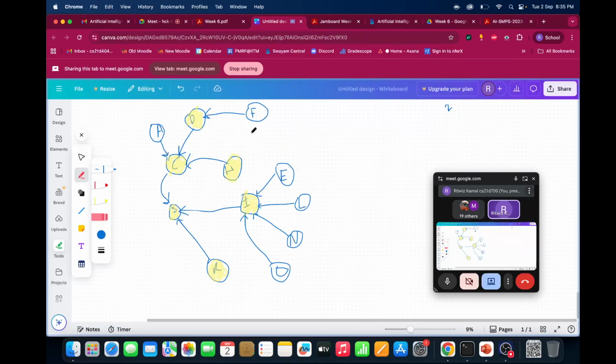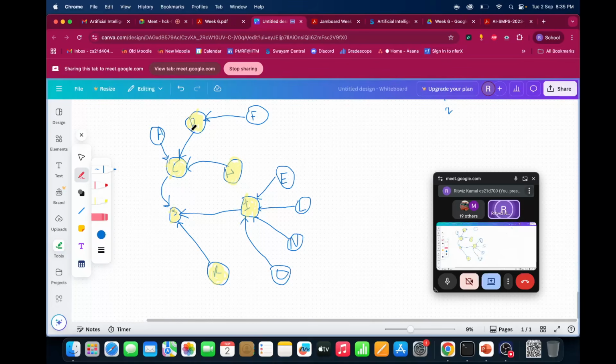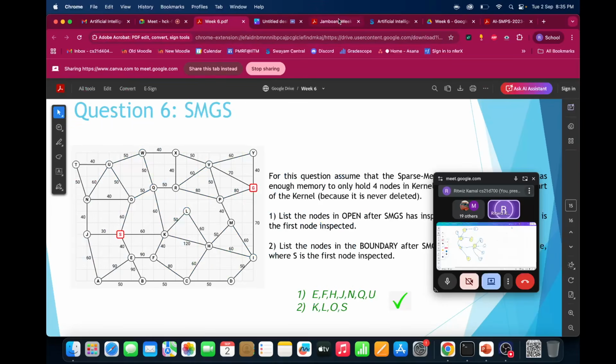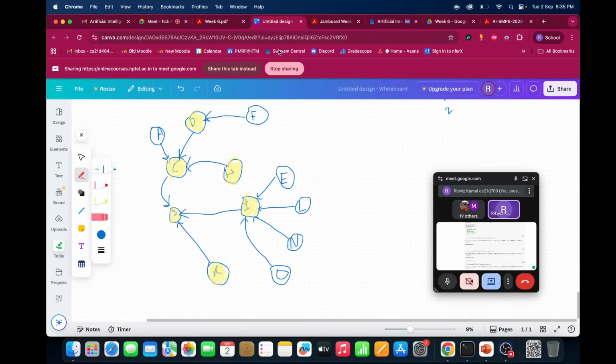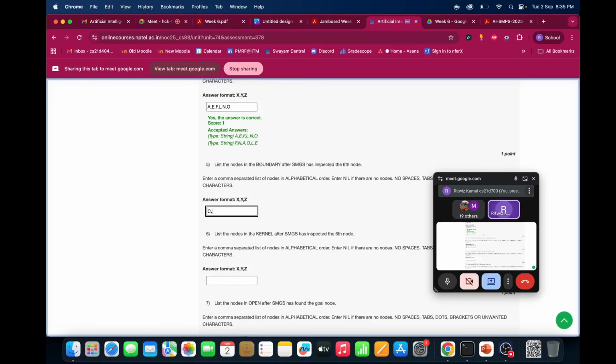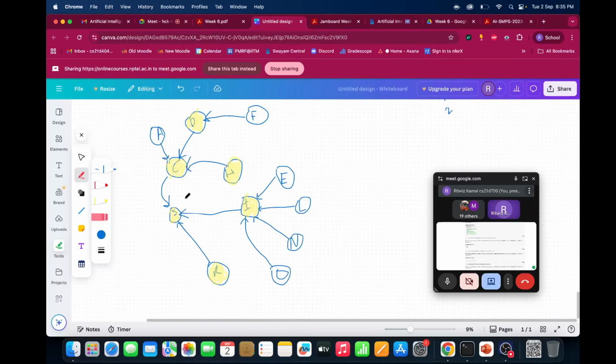Okay, fine. What will be the boundary? Boundary should be D, C, S will always be there. So S, C, D, and I. Yes. And they have mentioned H and K as well, is it? Please check once. So we have to mention it in alphabetical order, right? So it will be C, D, H, I, K, S, I suppose. No, H won't be there, right? C, D, I. Yes, C, D, I, S, yes.